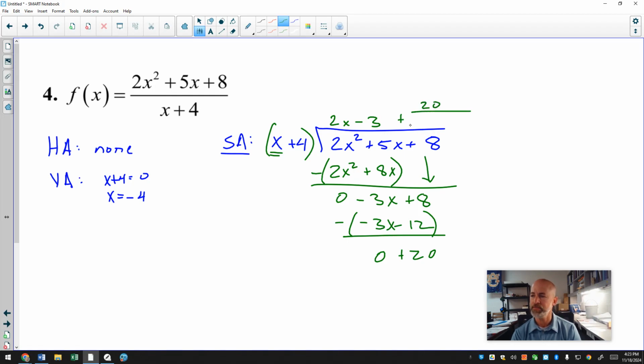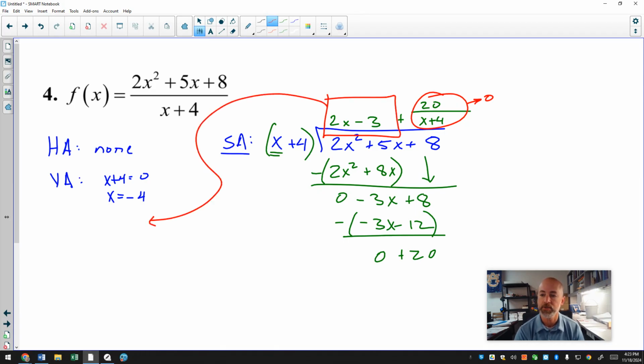Formally, you would write that as plus 20 over x plus 4. But with slant asymptotes, we throw away the remainder. If you want mathematical reasons, with slant asymptotes we're worried about what's happening as x gets infinitely large, the end behavior. As x gets infinitely large, as we work forever to the right or left, that denominator is getting really small. So that 20 over x plus 4 is turning into a 0, leaving you with only the 2x minus 3 for the slant asymptote. So my slant asymptote is going to be y equals 2x minus 3. And there we have our asymptotes. And that is it.